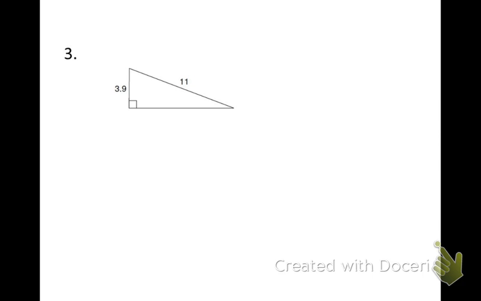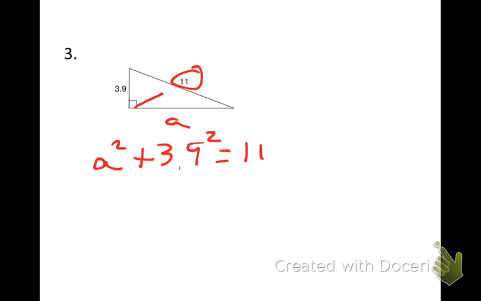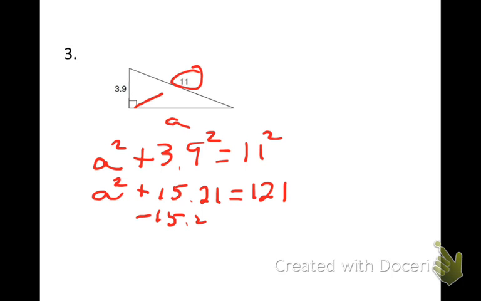And in this problem, again, find your C. So this is going to be your C. So A and B, I'll just call this side A then. So A squared plus 3.9 squared equals 11 squared. And again, you can use your calculator to do the squaring. You're going to get 15.21 equals 121. So we would subtract 15.21 from each side.